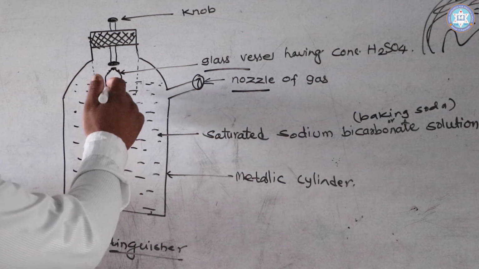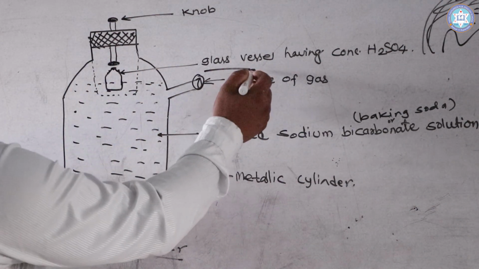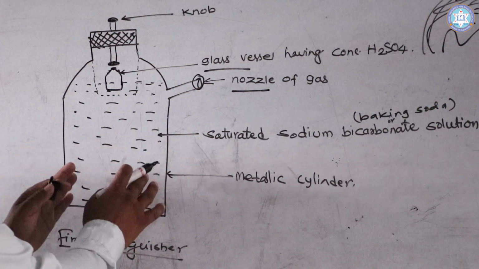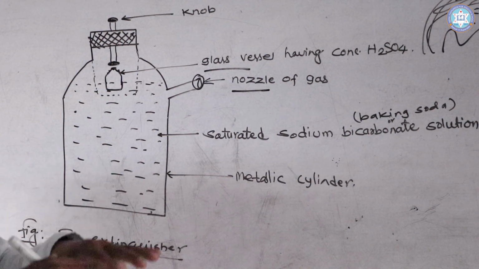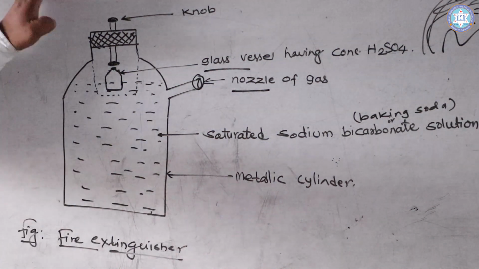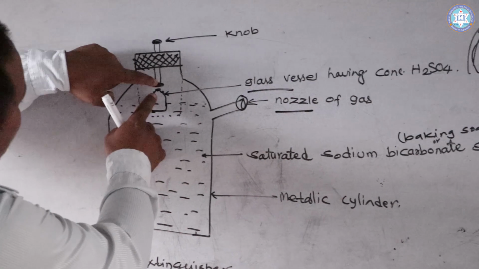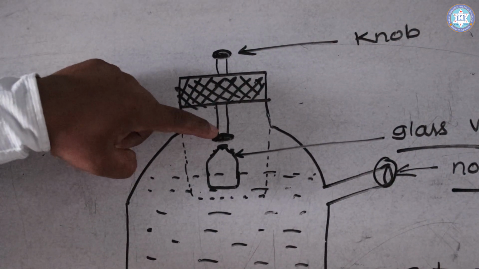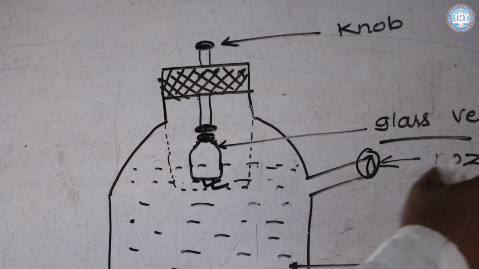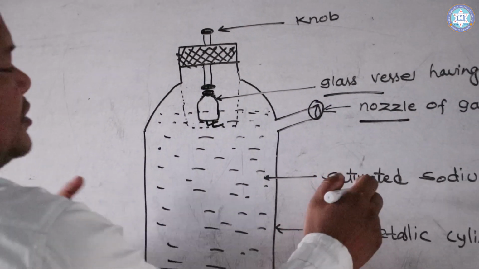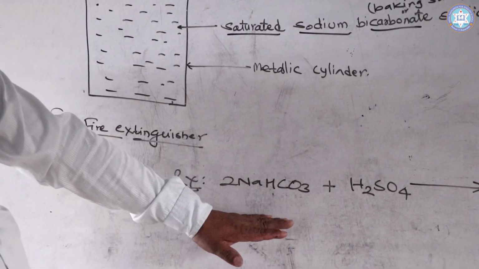On the inner side, we can clearly find two parts. The first part, at the top, is a glass vessel with a knob, as I already mentioned, and the remaining part is filled with saturated sodium bicarbonate. When something is burning somewhere and we need to put it out, when we press the top of the knob, the other end of the knob presses and breaks the wall of this vessel. Sulfuric acid is mixed with saturated sodium bicarbonate solution and a reaction occurs, which is also shown on your board.